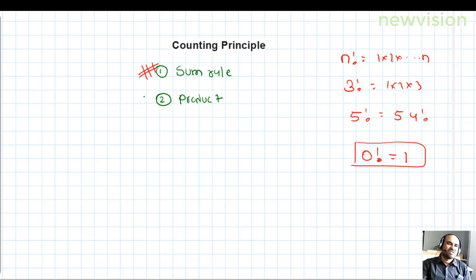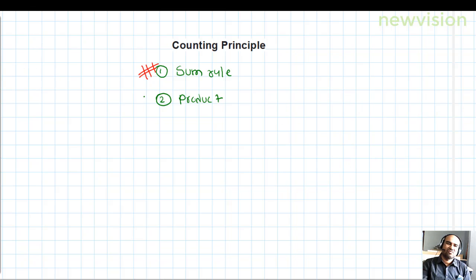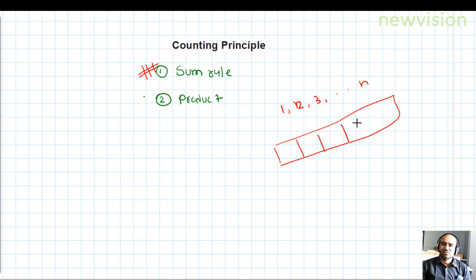Listen students. Now n different objects are given, all are different. We want to fill them into r blanks: first blank, second blank, third blank, and so on up to the rth blank. The first blank I can fill in n ways, repetition not allowed. The second blank I can fill in n minus 1 ways. The third blank in n minus 2 ways, and so on.